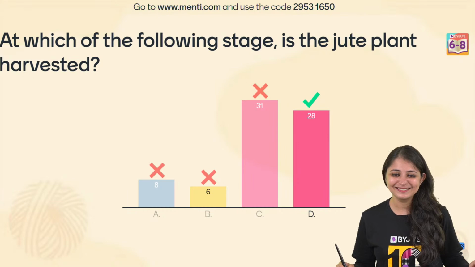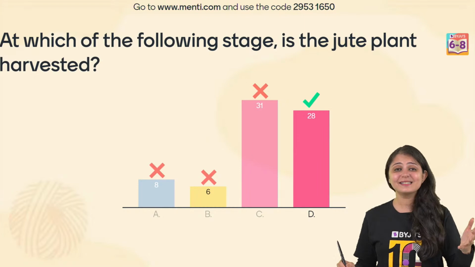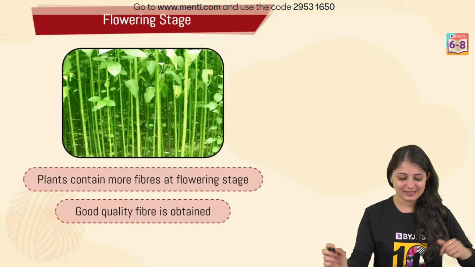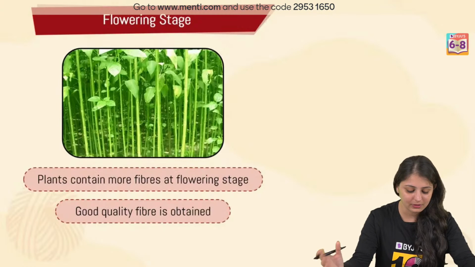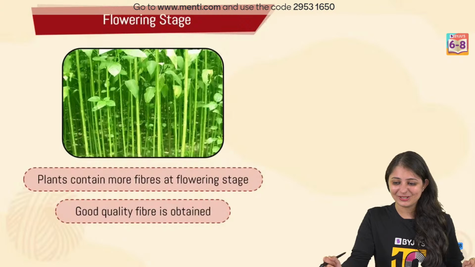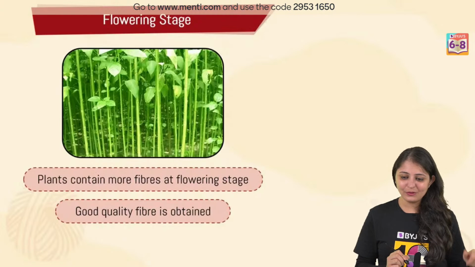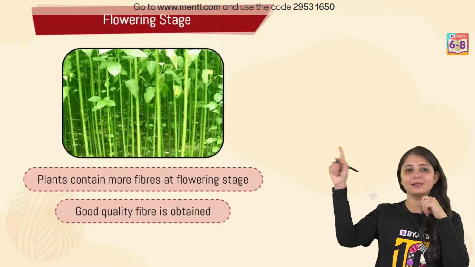Correct, yes. So flowering stage of development, right? Good. So plants contain more fibers at the flowering stage. Of course, we're getting the good quality fibers. So yes, it's being done at that stage. Healthy flowers and fruits, right? Okay, let's move on. Ripening uske baad. Okay, chalo.